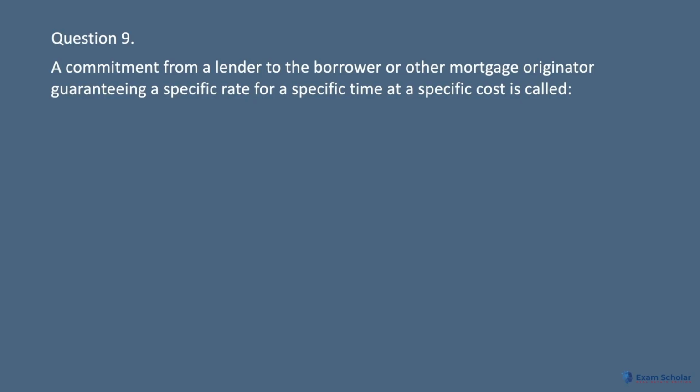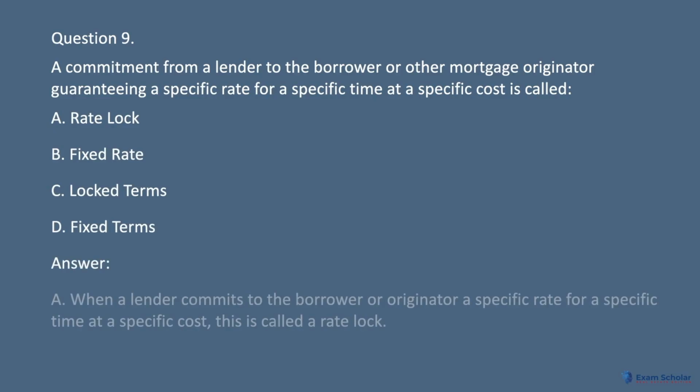Question 9. A commitment from a lender to the borrower or other mortgage originator guaranteeing a specific rate for a specific time at a specific cost is called A. Rate lock. B. Fixed rate. C. Lock terms. D. Fixed terms. Answer: A. When a lender commits to the borrower or originator a specific rate for a specific time at a specific cost, this is called a rate lock.